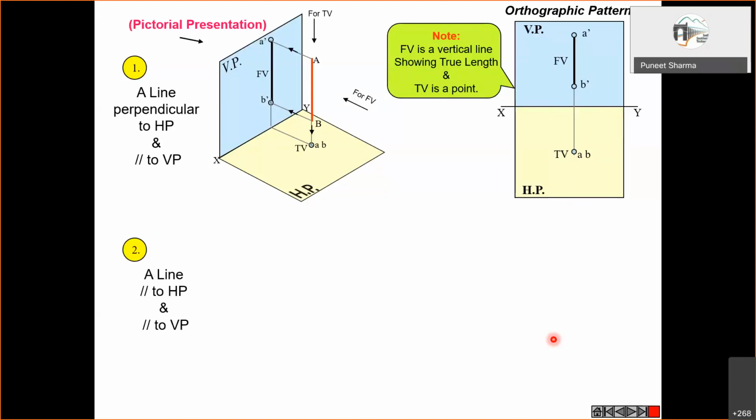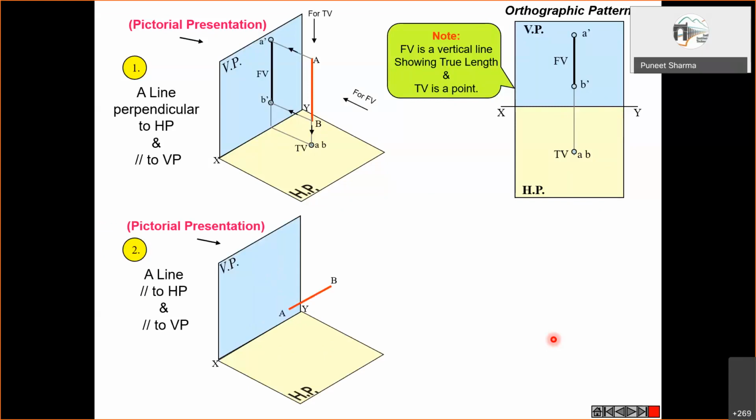Now let us consider the next case, where we are considering the line parallel to both reference planes, the horizontal plane as well as the vertical plane. This is line segment AB, capital A, capital B, and it is parallel to both planes. Again, we project it onto the vertical plane to get the front view, then onto the horizontal plane to get the top view. A dash B dash gives us the front view, and small a small b gives us the top view.